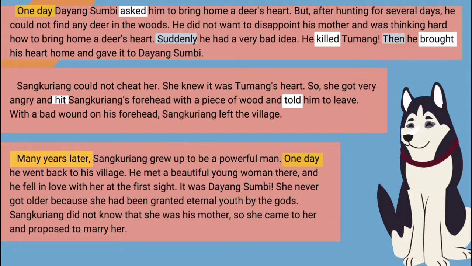Many years later, Sangkuryang grew up to be a powerful man. One day he went back to his village. He met a beautiful young woman there, and he fell in love with her at first sight. It was Dayong Sumbi. She never got older because she had been granted eternal youth by the gods. Sangkuryang did not know that she was his mother, so he came to her and proposed to marry her.